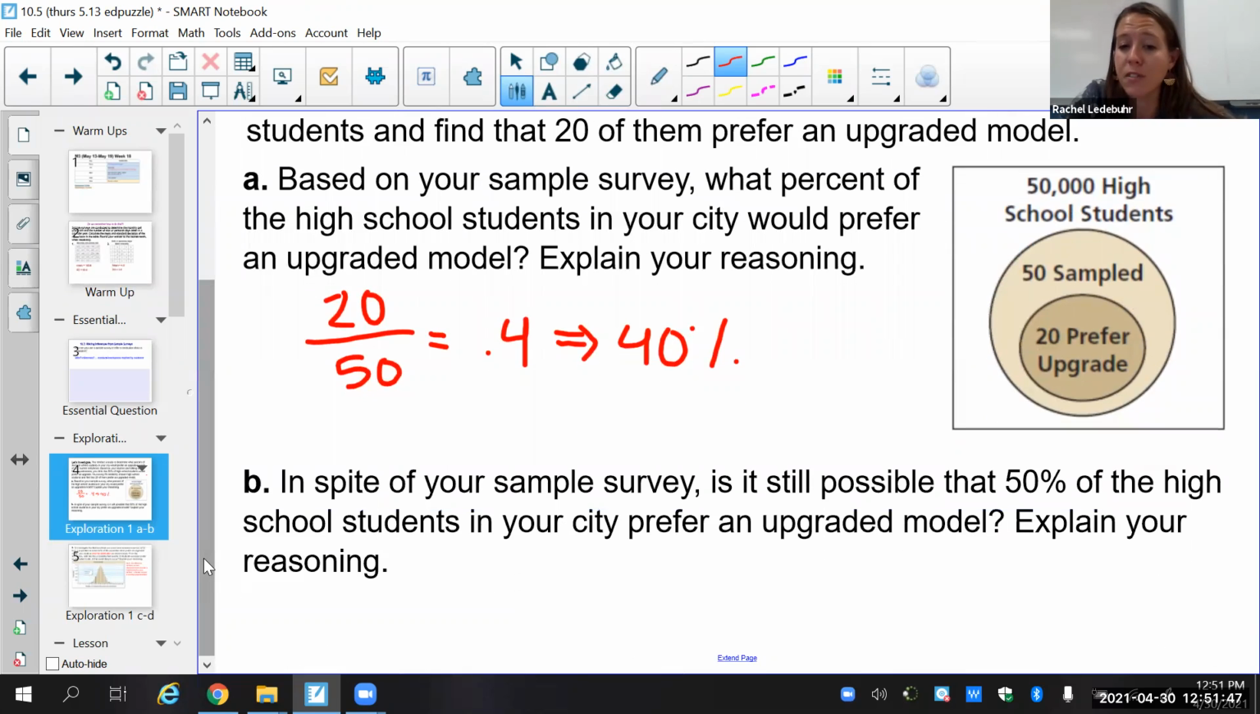Okay, well, in spite of the sample survey, is it possible that 50% of the high school students in your city prefer an upgraded model? Absolutely, right? If we have 50,000 high school students, we only sampled 50 of them, and 20 of the 50 preferred it. But it is still possible if I have more data sets and I ask more and more students. 40 is pretty close to 50. So it's pretty possible that 50% of the high school students would prefer that if I surveyed more students.